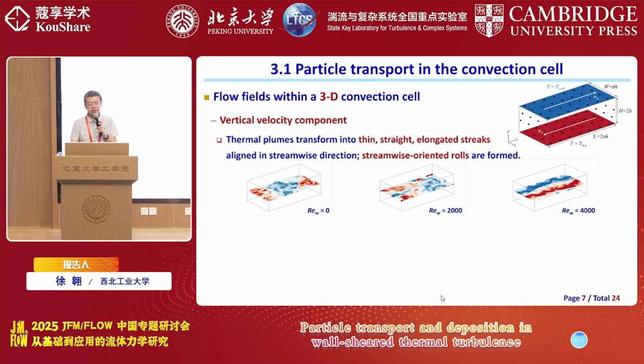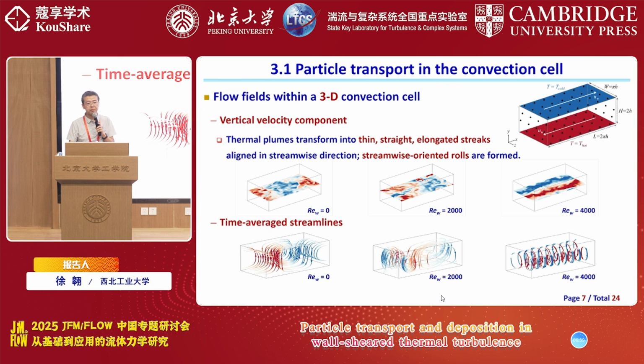Notice that our streamwise-oriented rolls are different from those in pure channel flow, because in pure channel flow, the streamwise-oriented roll is just a near-wall small-scale structure. In our case, this streamwise-oriented roll spans the whole channel height, which means it is a very large-scale structure. This can be more evidently visualized if we plot the time-averaged streamlines. In this case, the last one you see, Re_w equals 4,000, you see this very large-scale streamwise-oriented roll spanning the whole height.